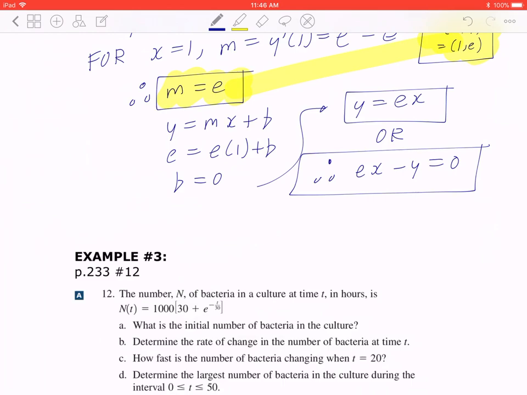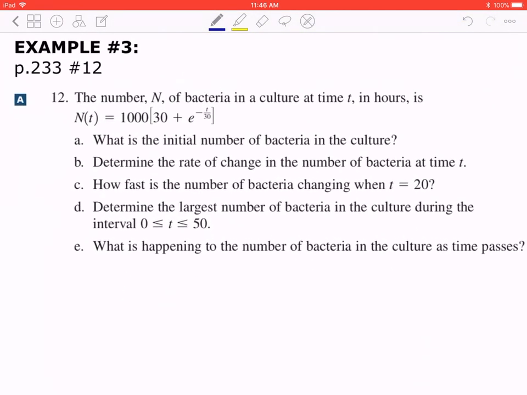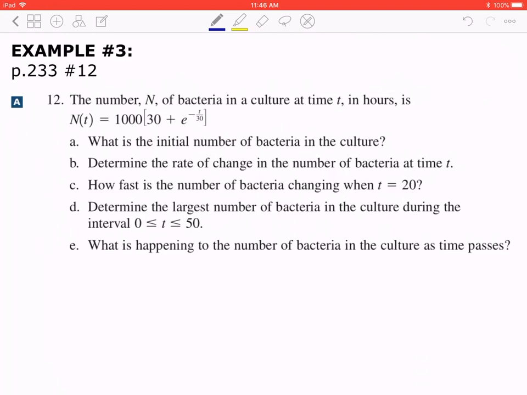Example number 3. Again, this is from your textbook on page 233, number 12. Again, you can press pause, you can try this first, and when you press play, I'll be right here and we'll take it up step by step. Here we go, number 12.